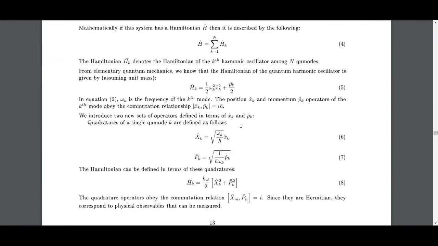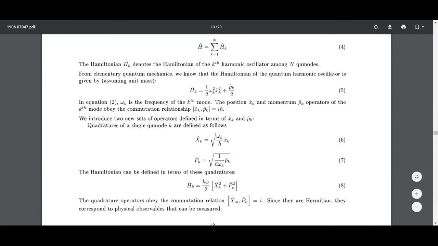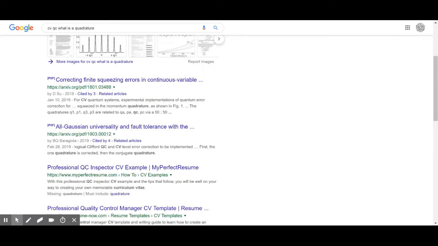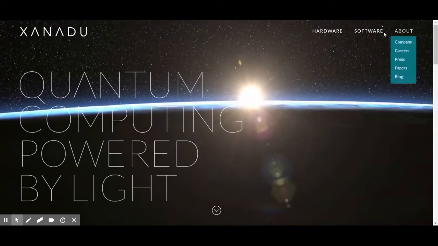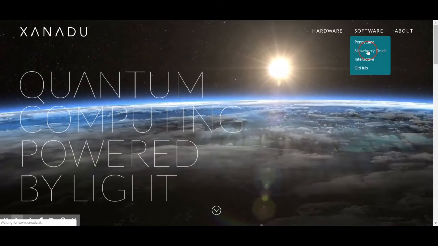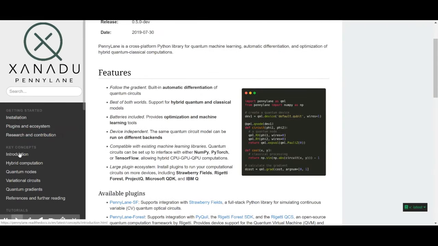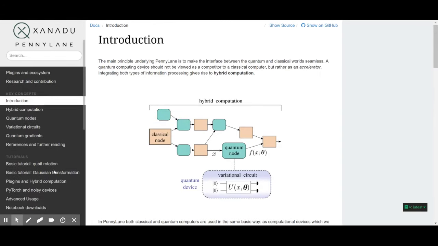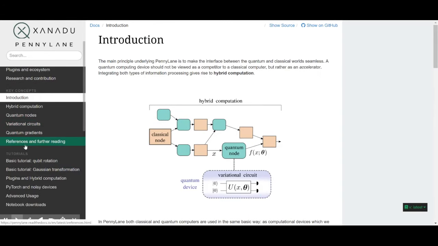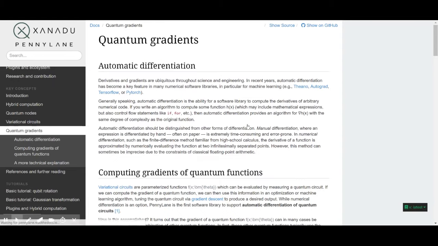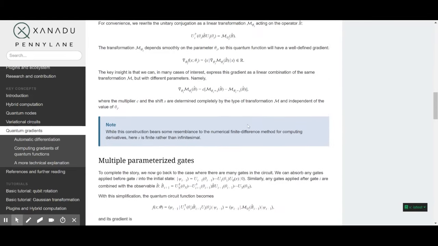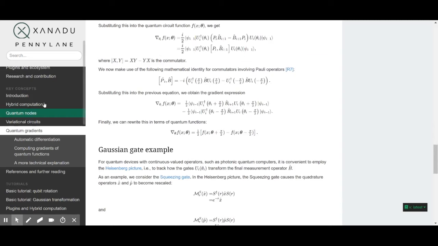And what I'll do next is I'll take a look at Xanadu. I'll take a look at some of the algorithms that you can find in the documentation here. Where's documentation and introduction? Quantum gradients. This is what I was taking a look at. This is the one that I read about when I was struggling with the concept of the quantum gradient. Okay, introduction.